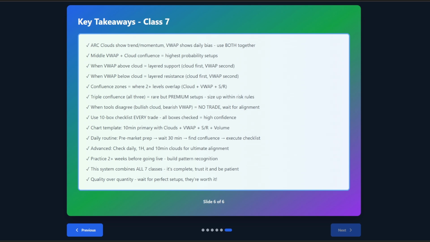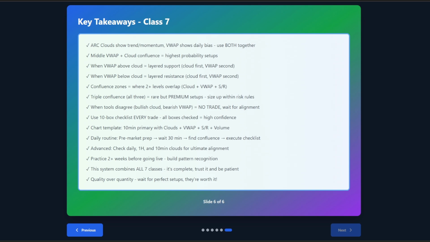When tools disagree, let's say the cloud is bullish but the VWAP is bearish, don't trade. Wait for your setup to align. Once again, going back to quality over quantity, you're not going to want to be taking these setups where one thing is telling you one thing, the other is telling you another, and it's just not lining up. You want to wait for both things to tell you the same thing to give you the highest probability of a winning trade.